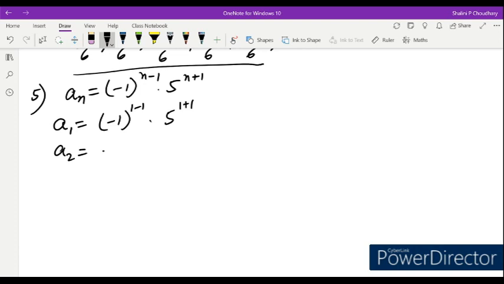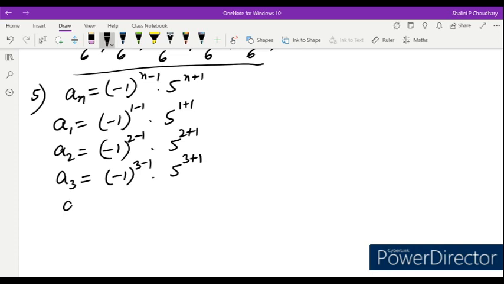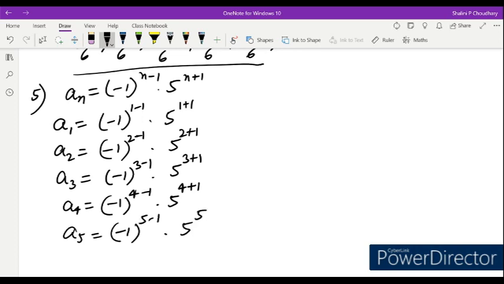a2 will be equal to minus 1 to the power 2 minus 1 into 5 to the power 2 plus 1. a3 will be minus 1 to the power 3 minus 1 into 5 to the power 3 plus 1. a4 will be equal to minus 1 to the power 4 minus 1 into 5 to the power 4 plus 1. a5 will be equal to minus 1 to the power 5 minus 1 into 5 to the power 5 plus 1.